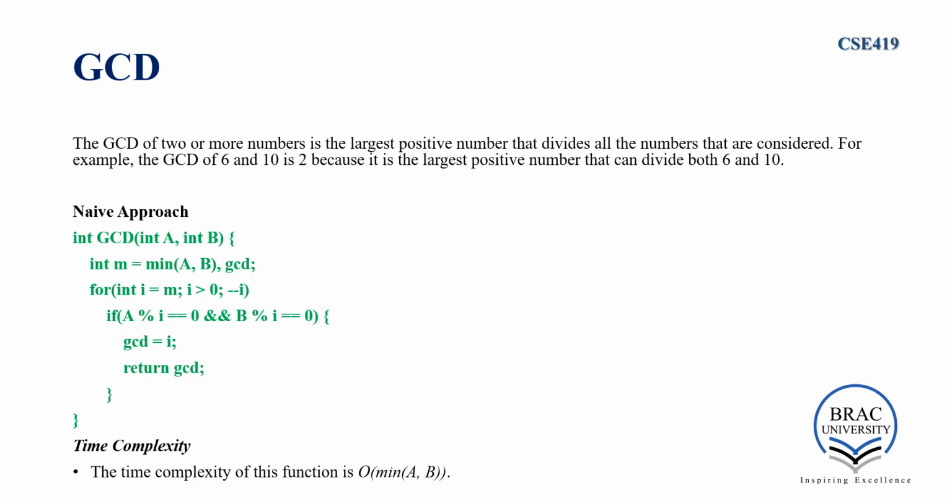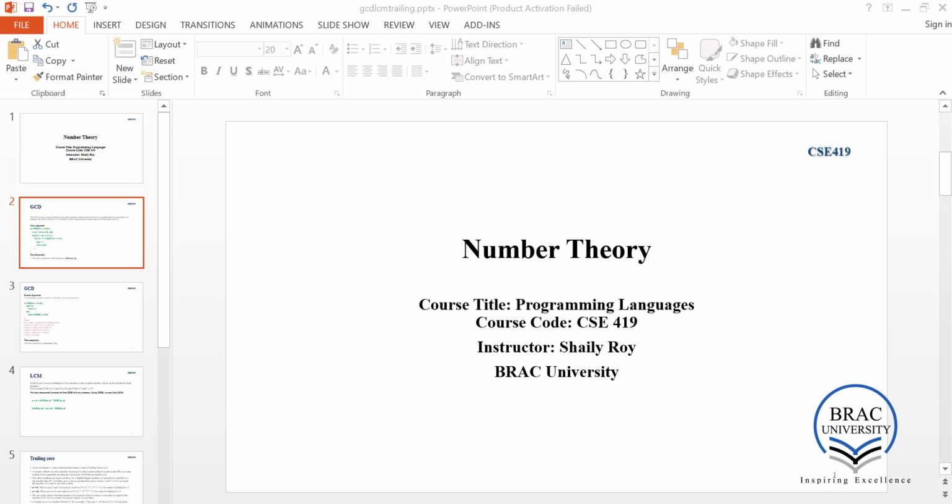numbers that are considered. For example, GCD of 6 and 10 is 2 because it is the largest positive number that can divide both 6 and 10. Just check it.